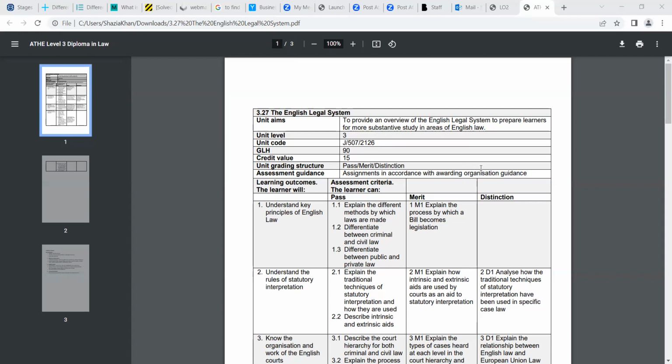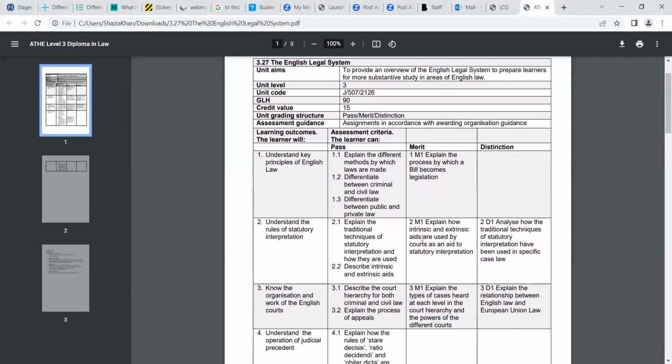Today we'll be looking at learning outcome 2, and we'll be looking at understanding the rules of statutory interpretation. We'll also be looking at the different techniques of statutory interpretation, describing the intrinsic and extrinsic aids, and looking at how courts use these aids as well, and looking at the traditional techniques of statutory interpretation with reference to case law.